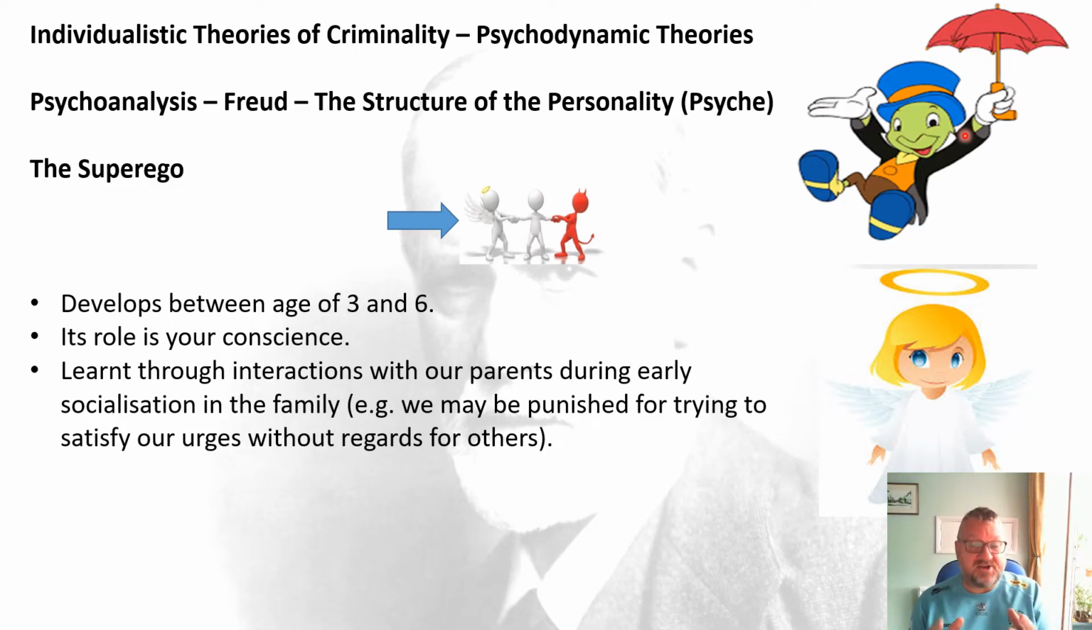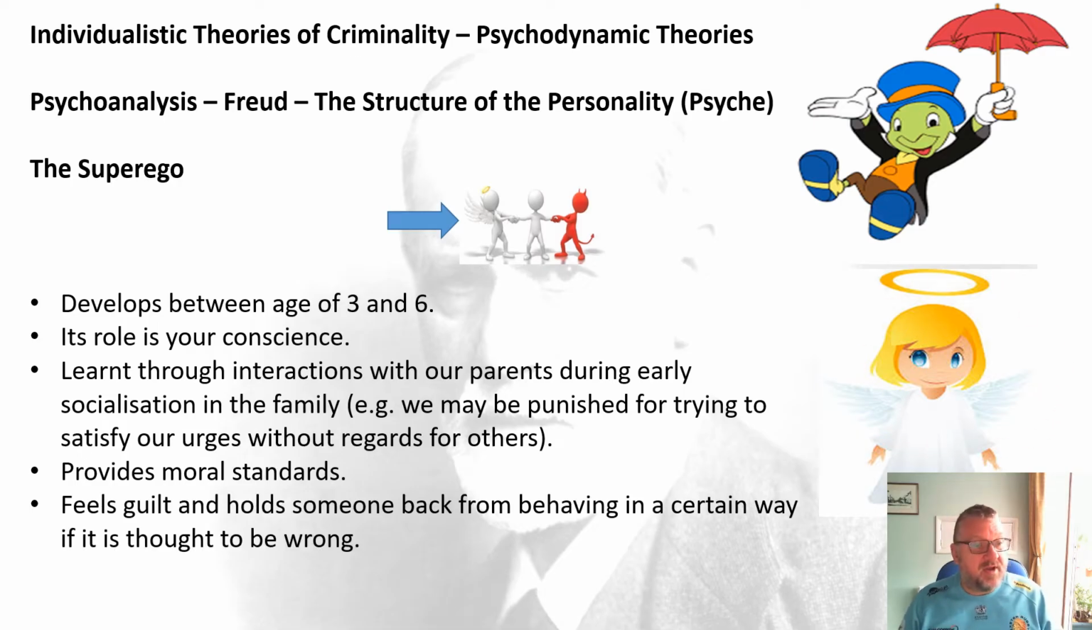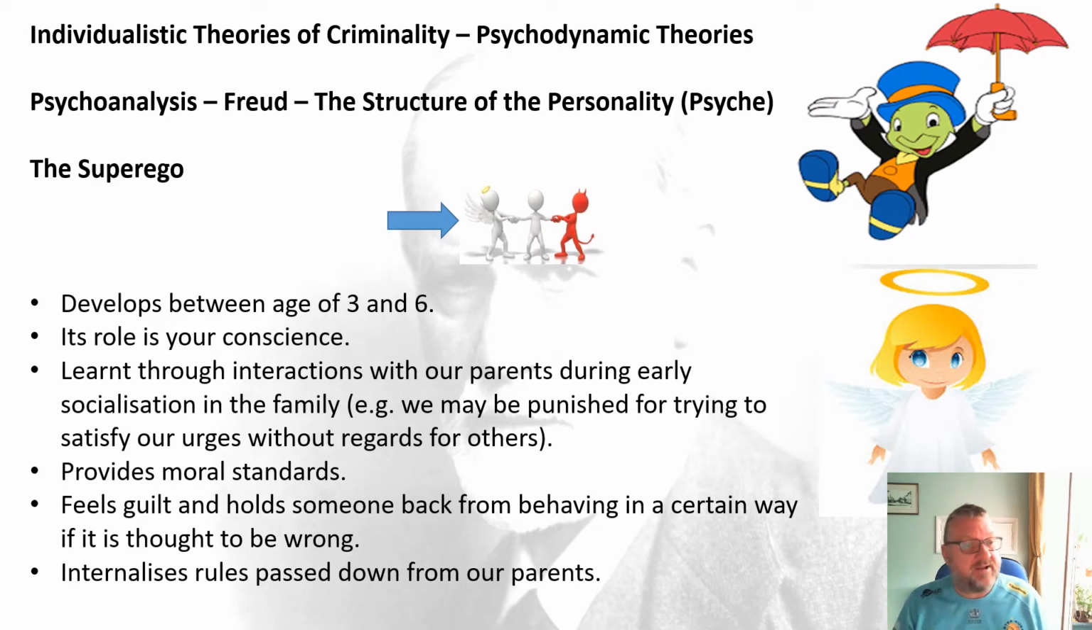It's all about suppressing those unpleasant urges, which are me, I want, which come as socialisation. As we socialise, we repress those urges. So it sort of provides our moral standards. So whereas the id is the devil on your shoulder, the superego is the angel on your shoulder. And the superego feels guilt and holds someone back from behaving in a certain way if it's thought to be wrong. It's that conscience part of you, stops you from behaving badly.